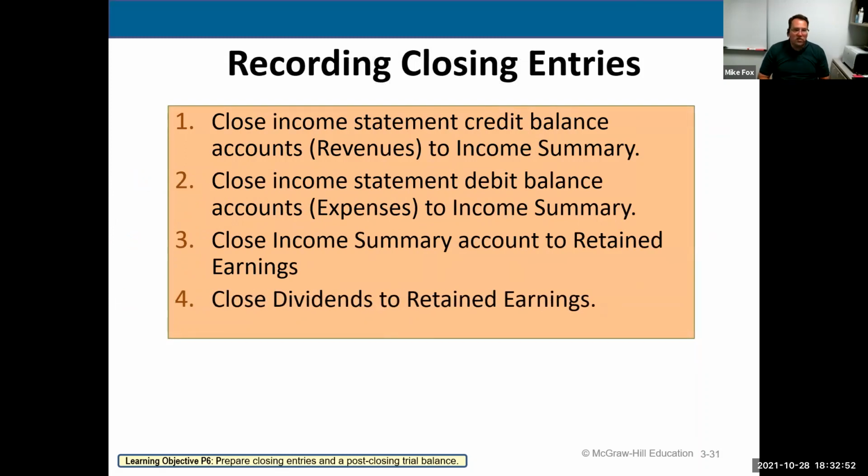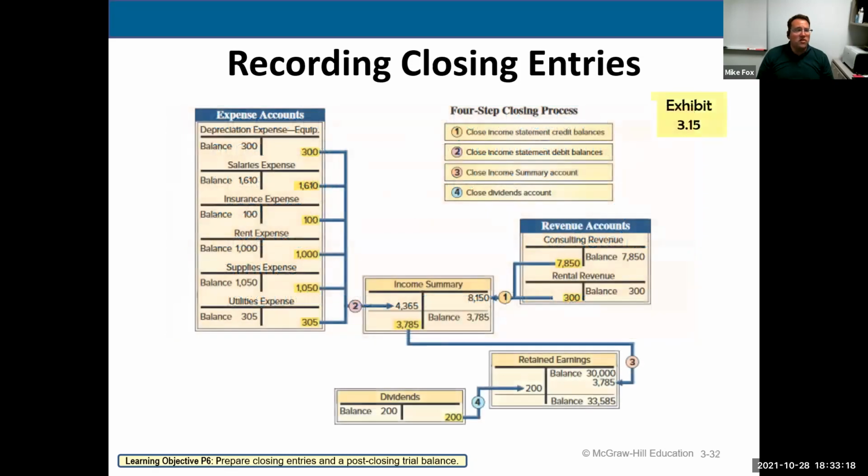So here's the process. First, we close the income statement credit balance accounts, which really means we close the revenue accounts. Second, we close the expense accounts to income summary. Third, we close the income summary account to retained earnings. And then finally, we close our dividends directly to retained earnings. So that's the process. 4 steps, 4 joyful steps to closed accounts, right? So here's what it looks like.